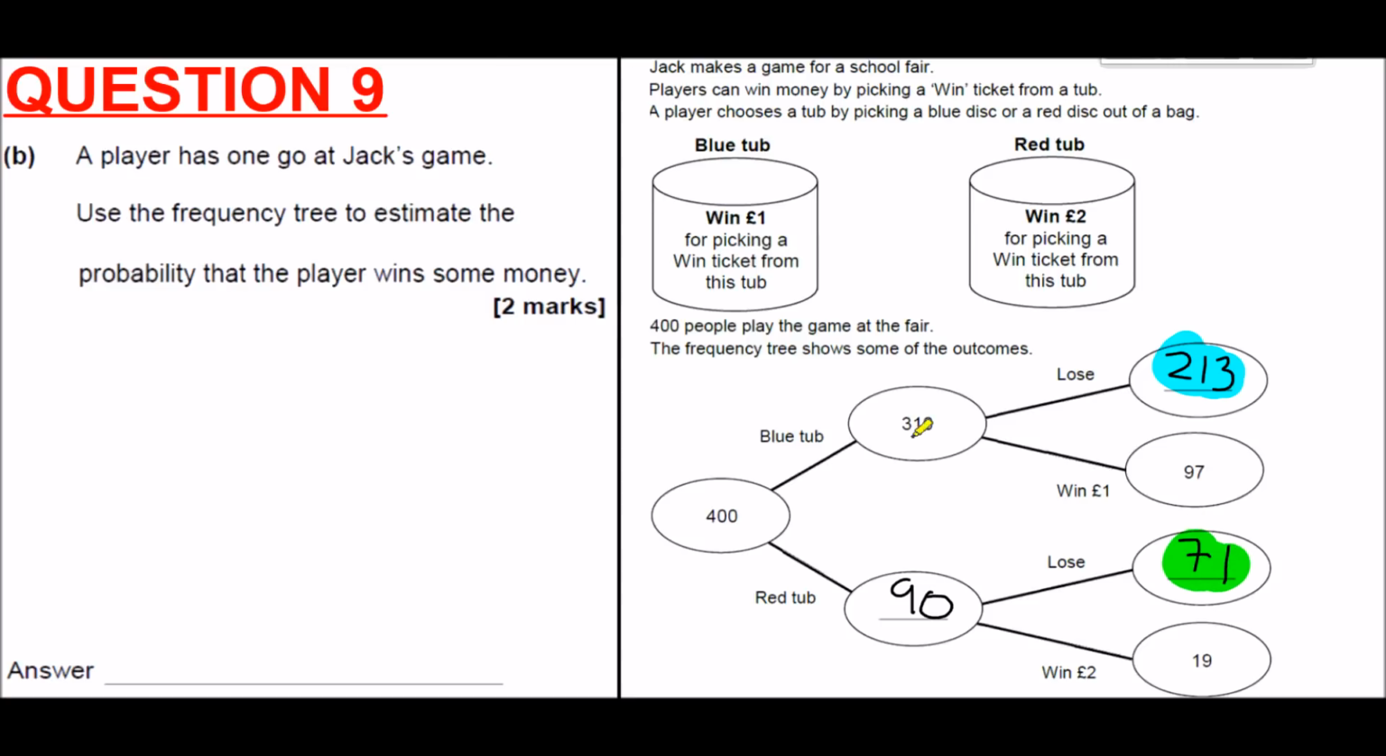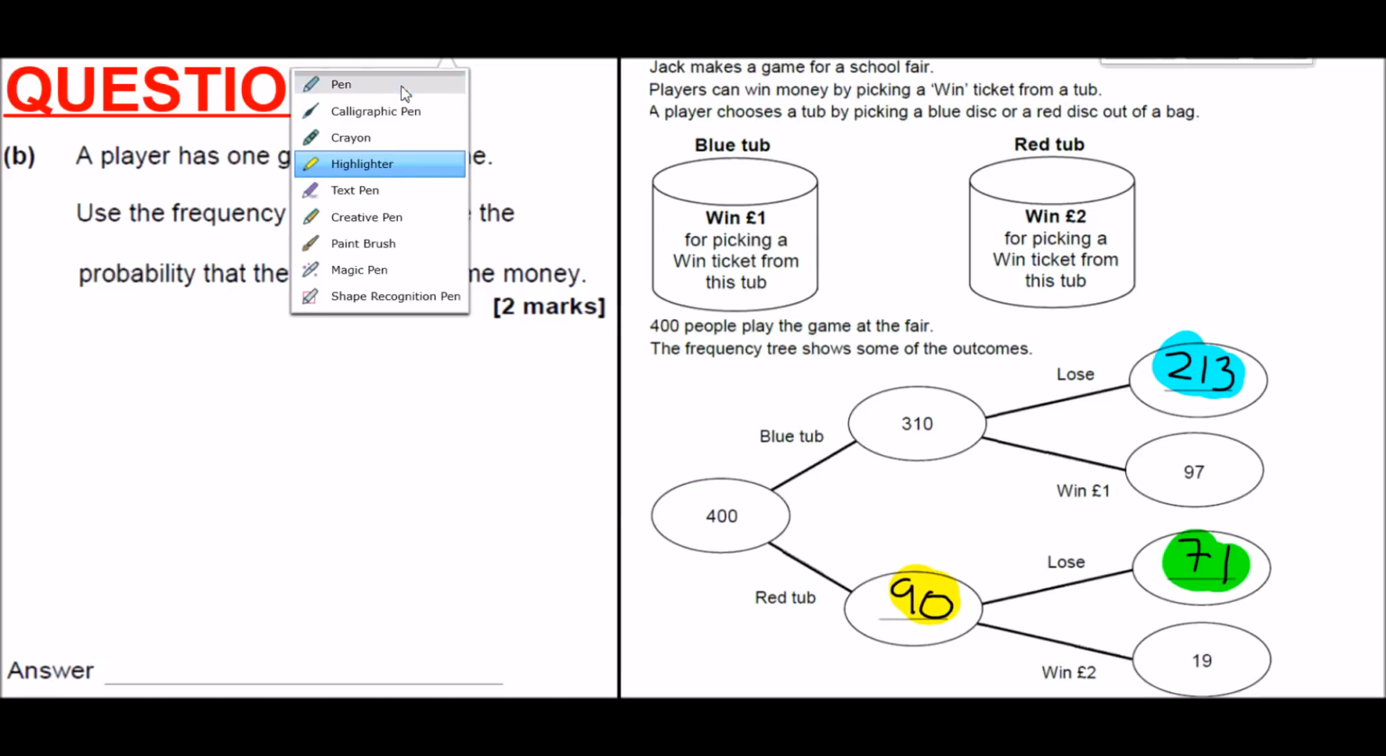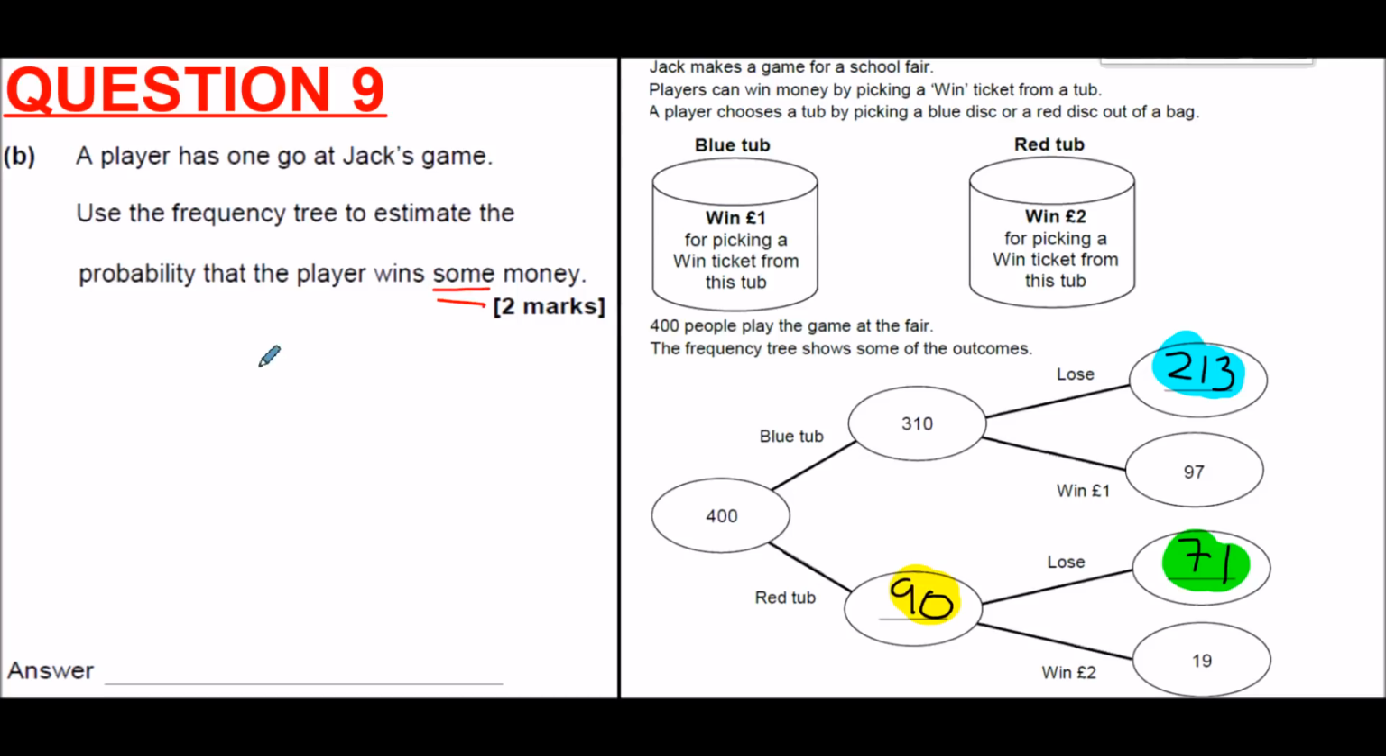The question's asking us to use this tree for the probability that the player wins some money. Notice how it says some money. It doesn't say if we win £1 or £2, so that can mean win anything. That means win either £1 or £2. The question isn't stipulating whether it be £1 or £2, so the question doesn't care if it's 1 or 2. So the people that won some money are these 97 people that won £1 and these 19 people that won £2.